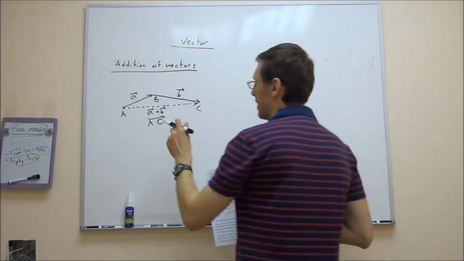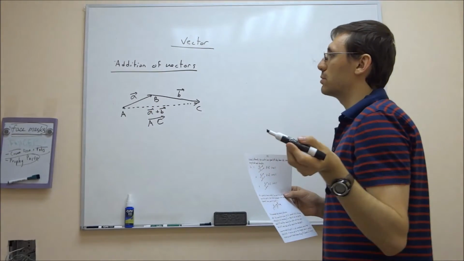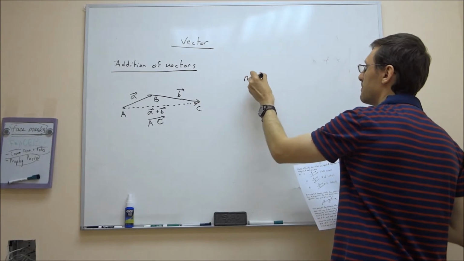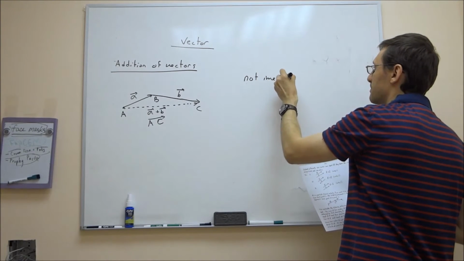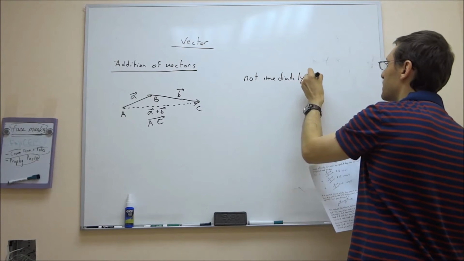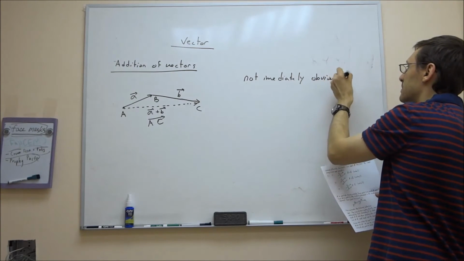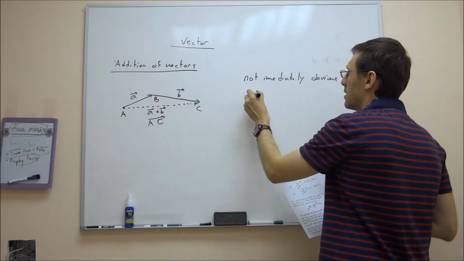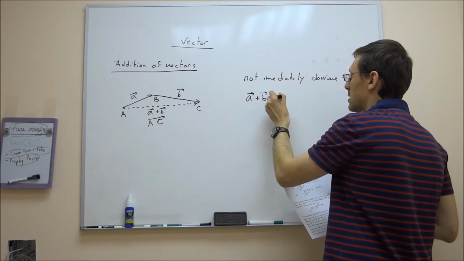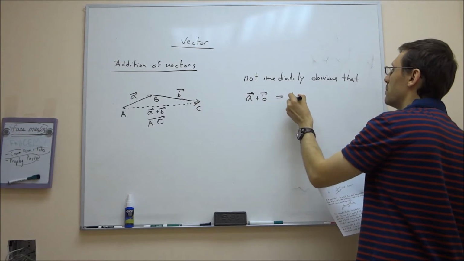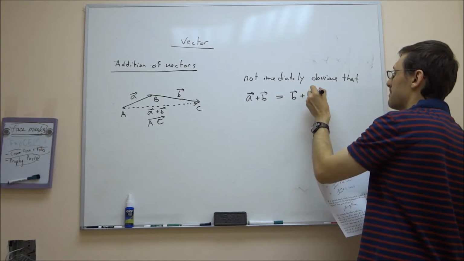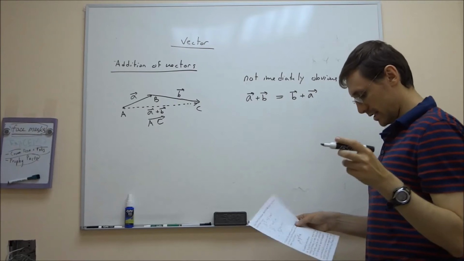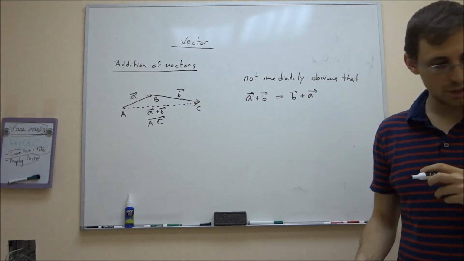Now, it's not immediately obvious that A plus B is equal to A plus C. It's not immediately obvious that we would have A plus B equal to B plus A. Those potentially are different displacements. So that's the next thing we're going to try to show.